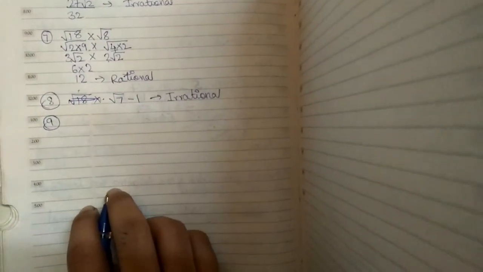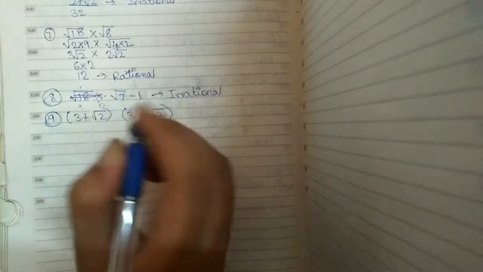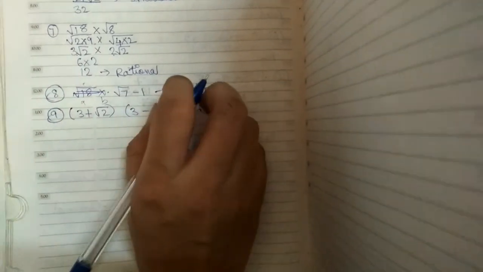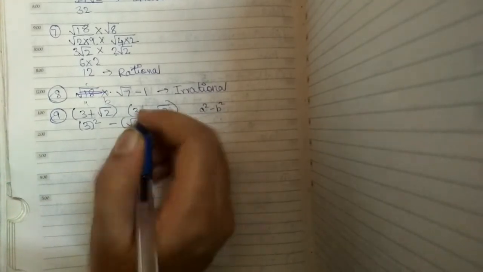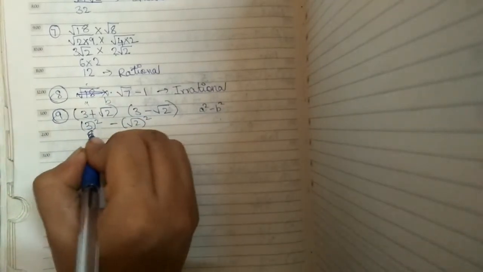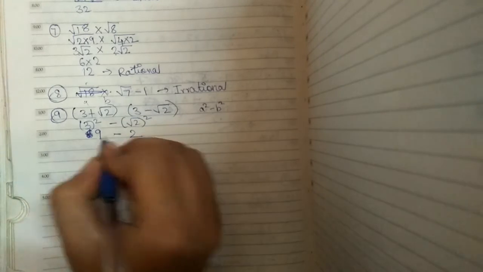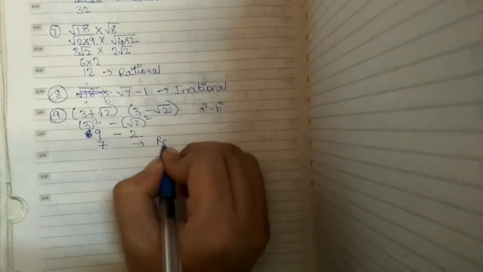9th sum. Now here this acts as A, this acts as B. So it is in the form of A square minus B square. Okay, so we will take 3 square minus root 2 square. 3 square becomes 9. Root 2 into root 2 becomes 2. 9 minus 2 is again 7. So it's a rational number.